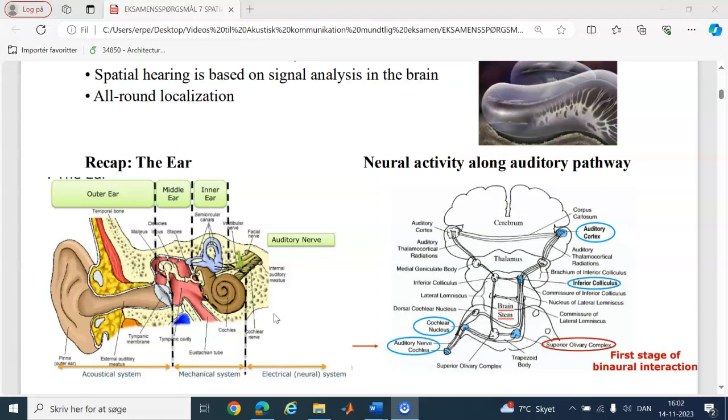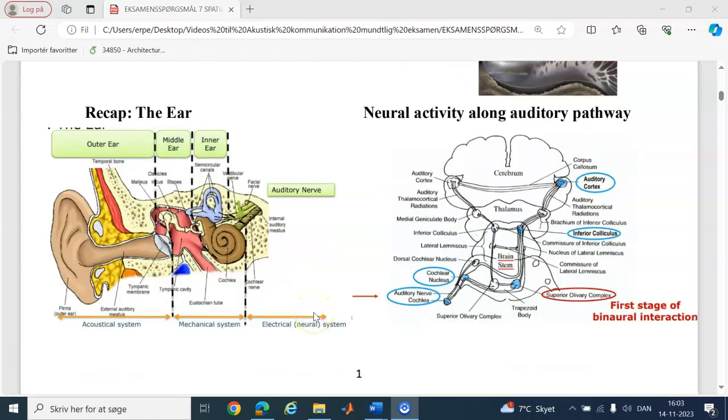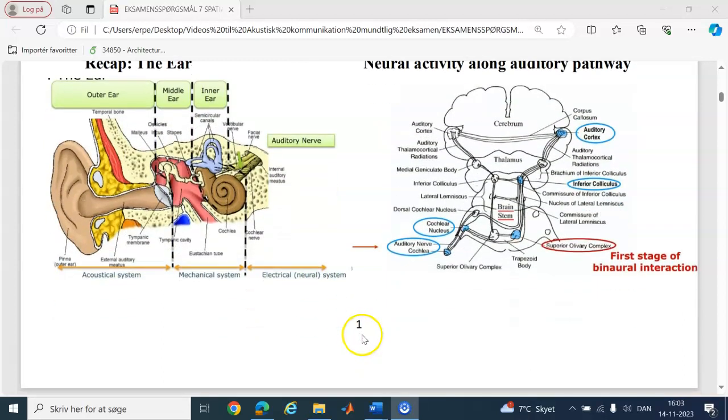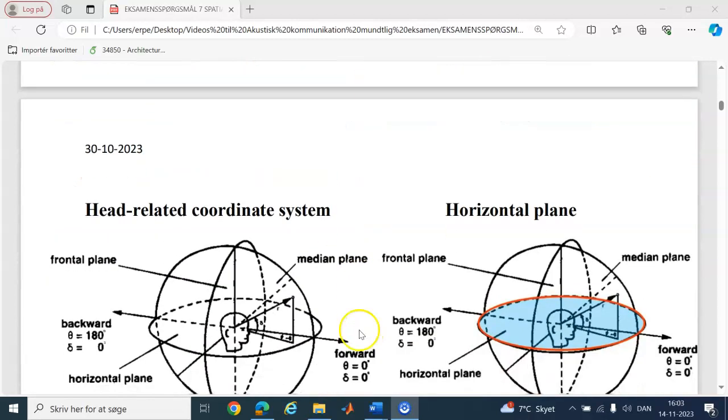Recap of the ear. The outer ear is an acoustical system, the middle and inner ear with ossicles and cochlea are a mechanical system, and then the auditory nerves are the so-called electric neural system. From the membrane and through the auditory nerves, in a complicated way, the brain gets the information in the form of electrical spikes.